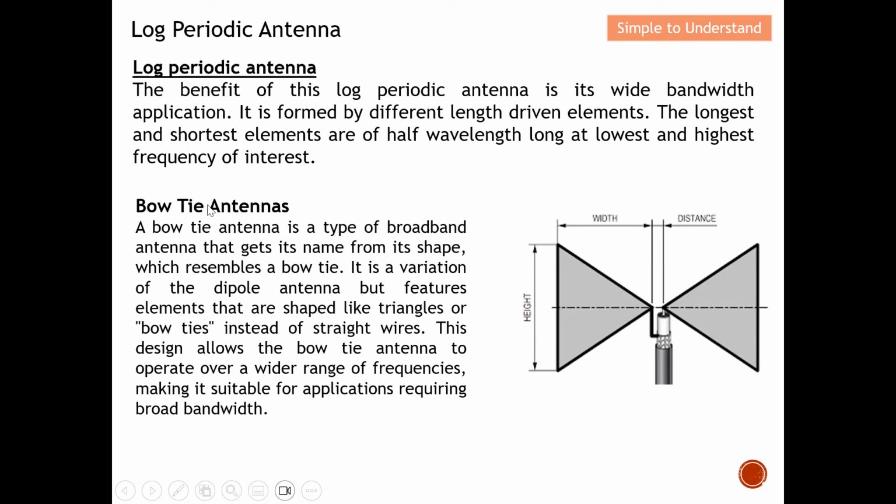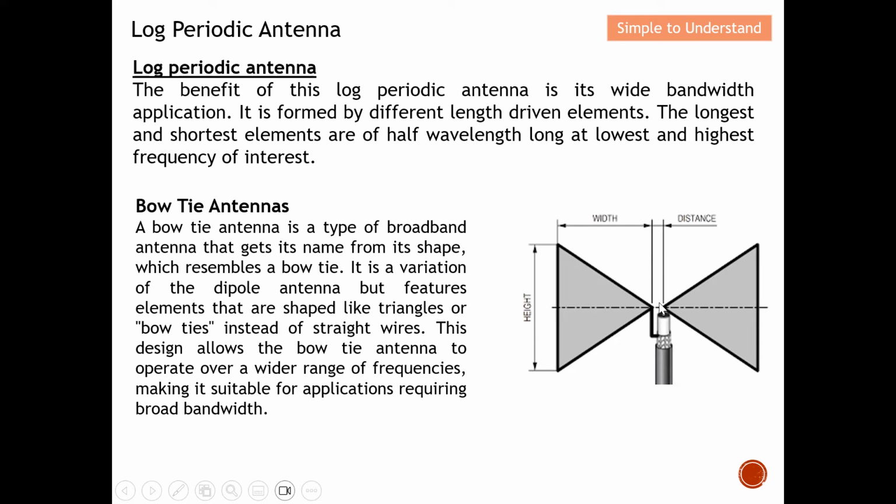So therefore, this is how it gets its name, bow tie antenna. A bow tie antenna is a type of broadband antenna that gets its name from its shape, which I mentioned earlier on. Basically, it is a variant of a dipole antenna. They look like a dipole antenna, except that it has a triangular or bow tie shape instead of straight wire. This design allows the bow tie antenna to operate over a wider frequency, making it suitable for applications that require a broad bandwidth.